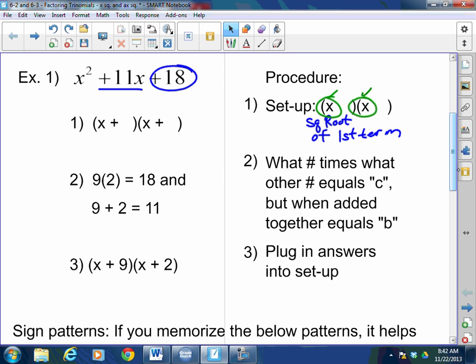Does that make sense? So you have your setup, then what times what equals C, but when added together is B. Plug those two in, you're done. Now, they're not always going to be positive and positive, okay? Sometimes you'll have two negatives, sometimes you'll have a positive and a negative, sometimes you'll have a negative and a positive.